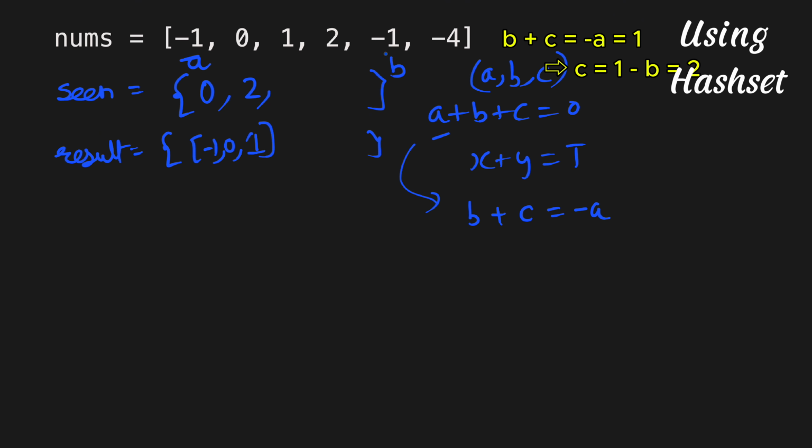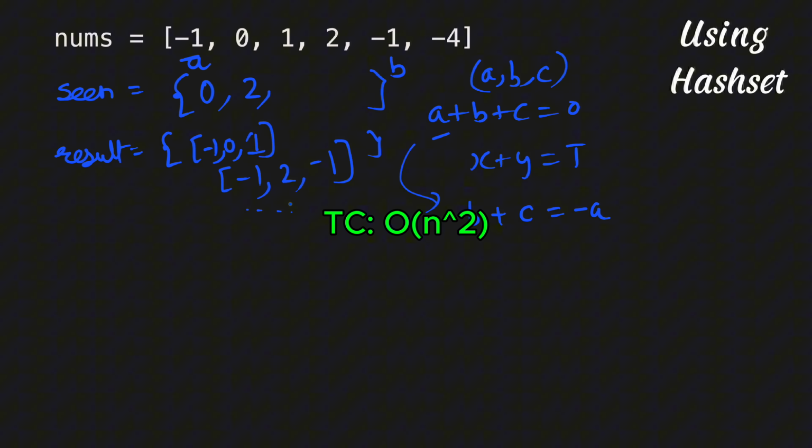Now since B is equal to -1, we have to find the number which is equal to 1 minus B in the hash set, which is equal to 2, and it is actually present in the hash set. So we will add the triplet -1, 2 and -1 to the hash set and similarly continue our iteration, where once the B pointer reaches the end of the array, we will move the A pointer forward and likewise go through all the pairs of A and B and try to form the triplets. Now the time complexity of this approach is O of n square because of the two nested loops, and the space complexity will be O of n since we are using the hash set.